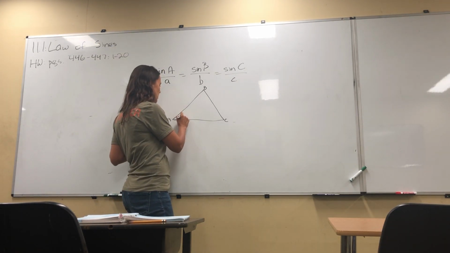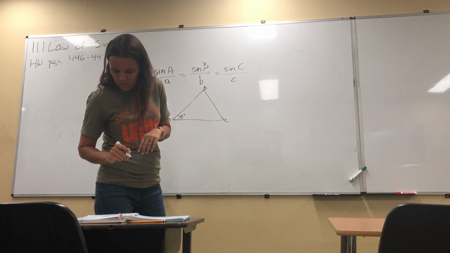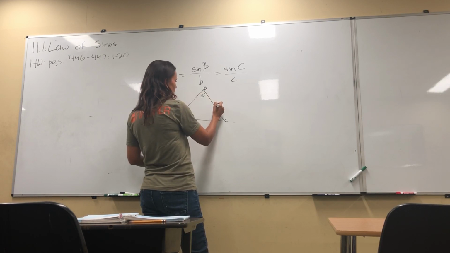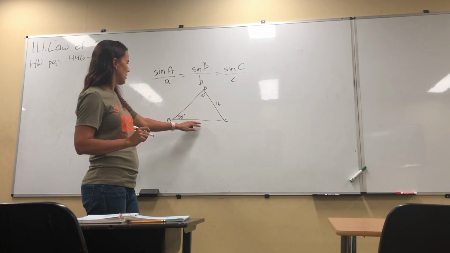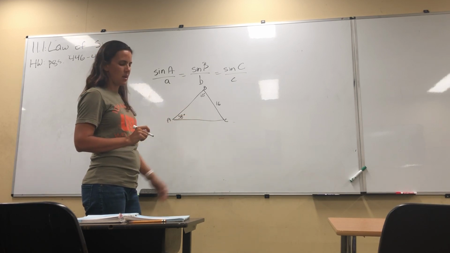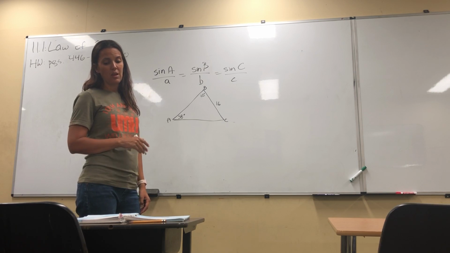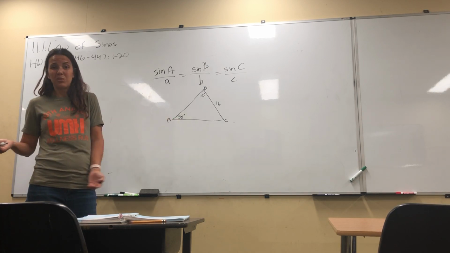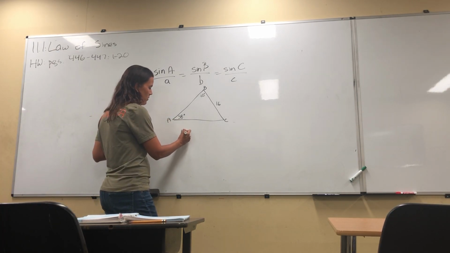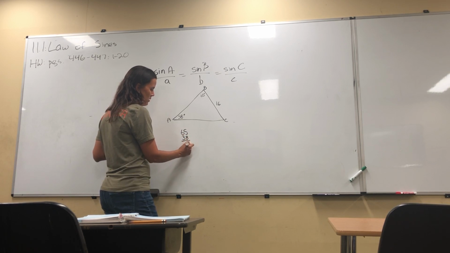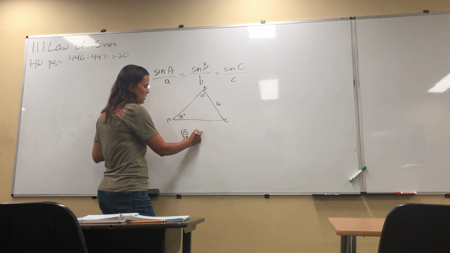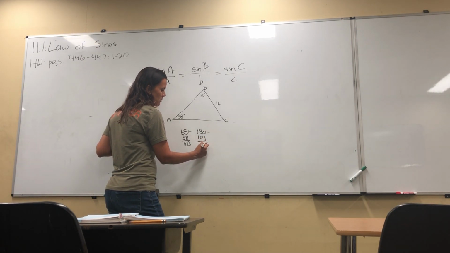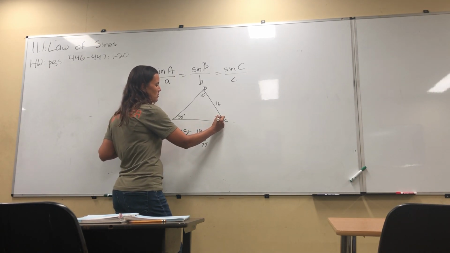This is 38 degrees and 65 degrees, and this side is 16. So we have to find side b, side c, and angle C. The easiest thing we can do, and we don't even need the law of sines for that, is remember that all the angles in a triangle add up to 180. So it's pretty easy to find C. We do 65 plus 38, which gives 103. Then 180 minus 103 gives 77. So that angle is 77 degrees.